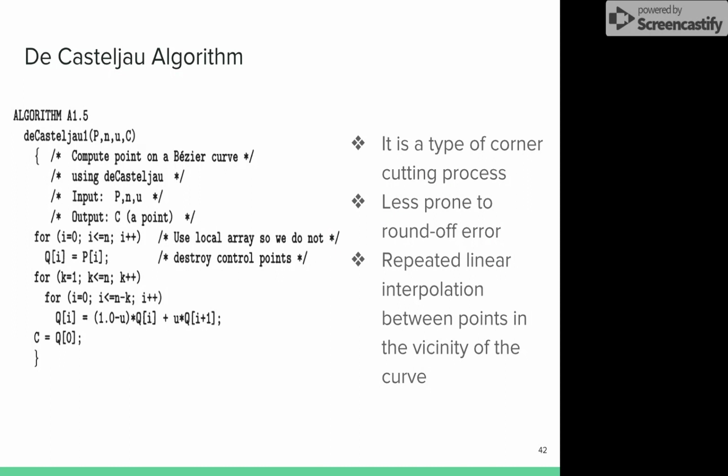The de Casteljau algorithm. This is actually a very popular algorithm, and it's a type of corner cutting process. With the corner cutting process that we talked about before, this is the algorithm that's used to actually implement that. It will compute a point on a Bezier curve through repeated linear interpolation between points in the vicinity of the curve. This algorithm is very popular and very good because it's less prone to round-off error, and it does a really good job of the corner cutting process.